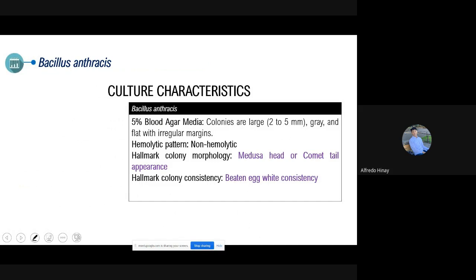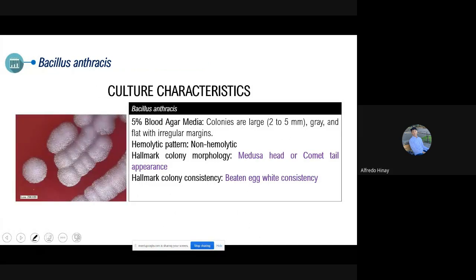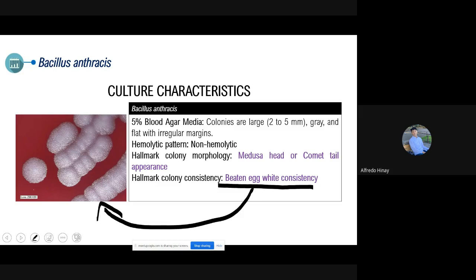With the culture characteristic naman, class, the hallmark colony characteristic of your Bacillus anthracis is that aside from being non-hemolytic organism, class, they will produce a medusa head or comet tail appearance. Also, although wala akong picture with the medusa head, class, ang meron ako is the beaten egg white consistency. Parang nagbatil ka ng white egg. Ito yung itsura niya. Okay, that is a hallmark colony consistency of your Bacillus anthracis.